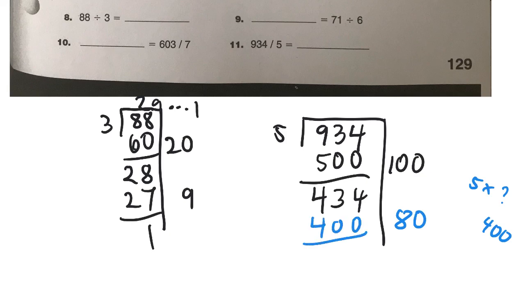Now I've got my 400. And now I'm trying to get to 30. 5 times what is 30, which is going to be 6. And now I'm done. The answer is going to be 186 with the remainder of 4. And you don't have to do it just like this. You can multiply whatever numbers you want to, just until you get up to the right answer.